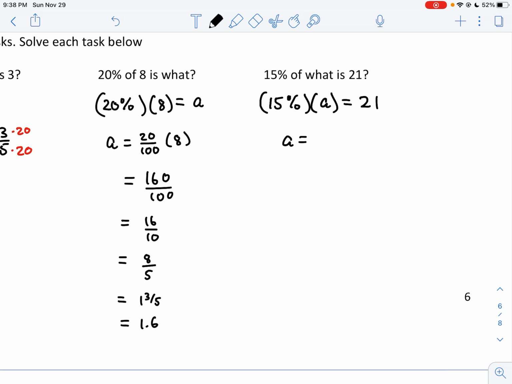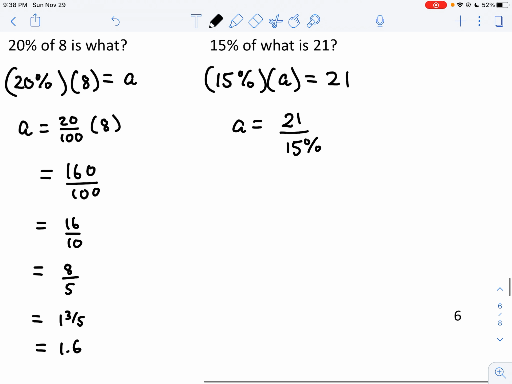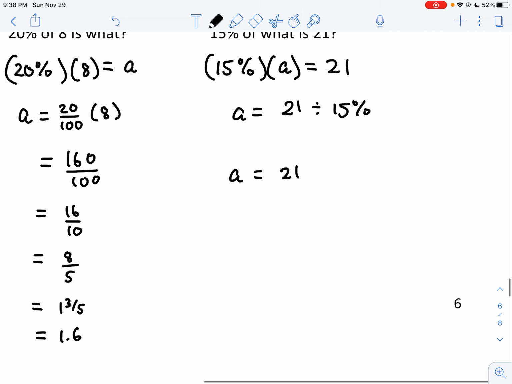A is equal to the product, 21, divided by 15%. And this is a partitive interpretation. We're trying to find a missing multiplicand. And 15%, we want to convert that to a fraction. So we're really doing 21, instead of putting it over, let me use the division symbol. We're dividing by 15% to get A. And we're going to interpret 15% as 15 hundredths.